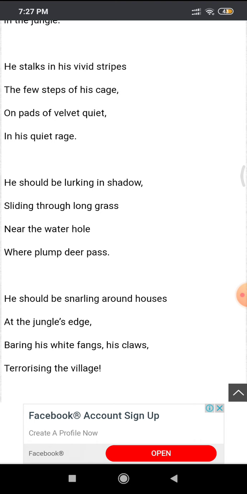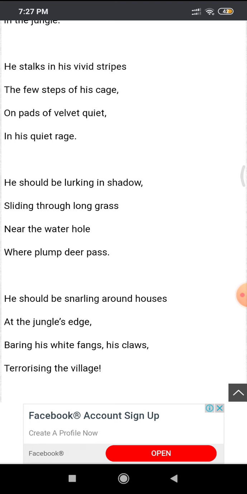So let us continue. Now we will read the poem stanza wise and we will go through the explanation. Shall we begin? Stanza 1. He stalks in his vivid stripes the few steps of his cage, on pads of velvet quiet and his quiet rage. So the poet sees the tiger who is locked in a concrete cell in the zoo.